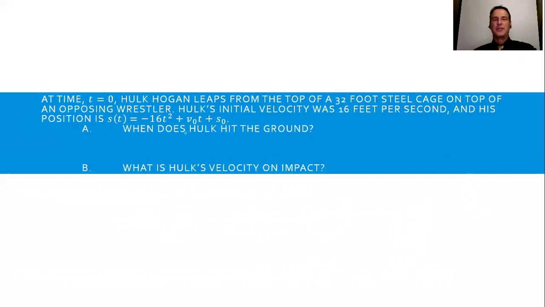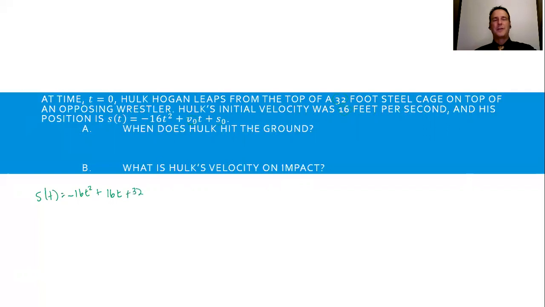The first question is, when does Hulk touch the ground? Well, let's first input values for my v sub 0 and my s sub 0. Conveniently, they're written right here. 32 is your initial height, and 16 is your initial velocity. So I'm going to make this look a little more complete by putting in my v sub 0, which is 16 feet per second. That will go here for your 16. And your last thing is your s sub 0, which is that guy, 32.